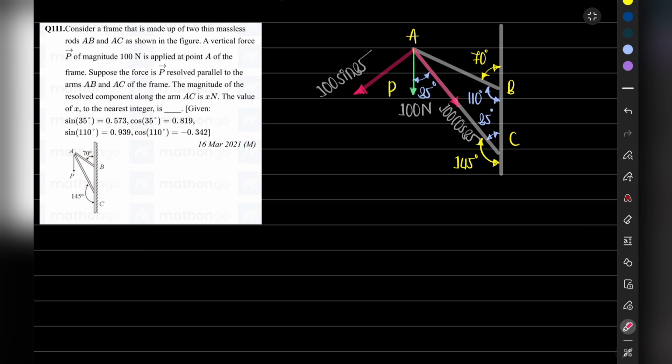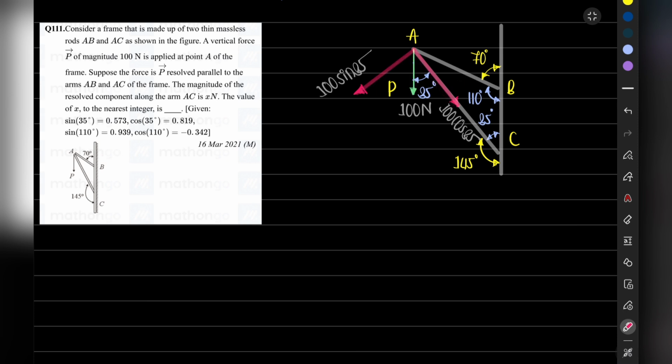I have redrawn the diagram which is given in the question. This is our support, this one is our rod AB, this one is rod AC, then this 145 degree they have given, this 70 also they have given. I know that this is a linear pair, a complete angle of 180. So if this one is 70, this one will be 110, and similarly if this one is 145, this one will be 35 degree. After that, this P force I have resolved into components, one component along this direction, one component along this direction.